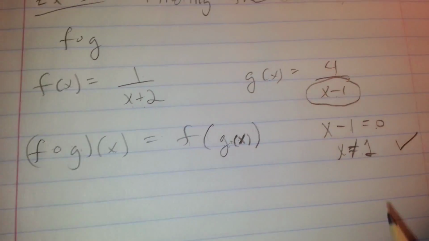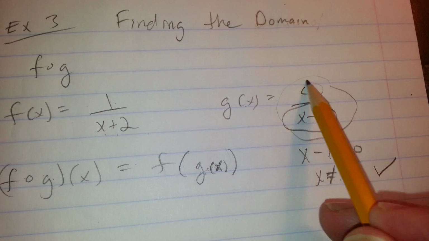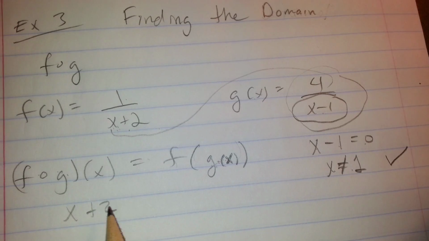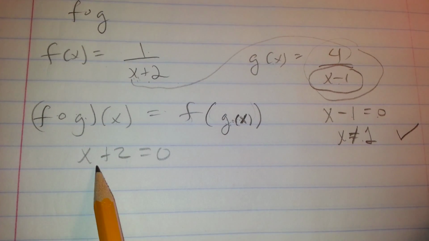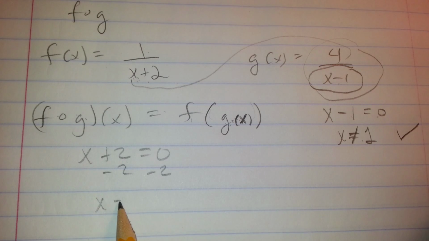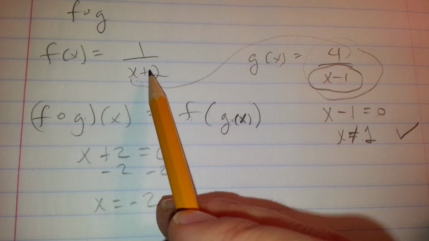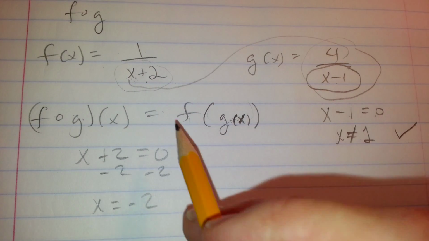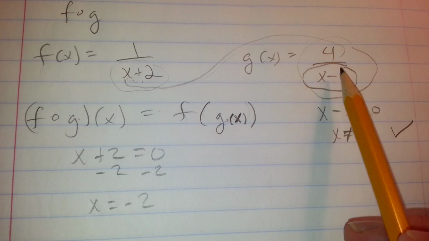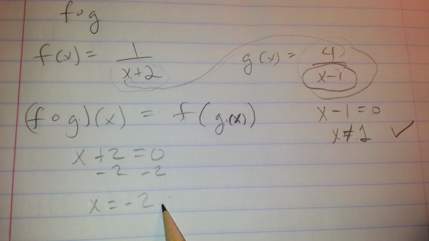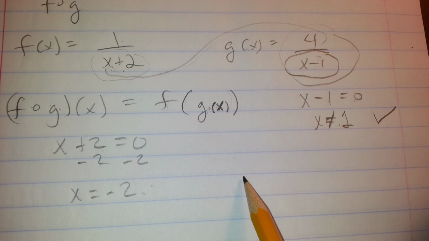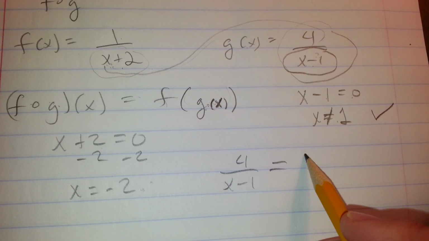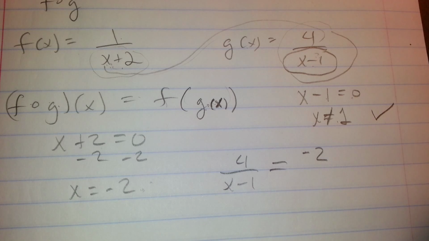Now, let's remember, the output of this entire function is going to be the input for x. Now look at x plus 2. I don't want that to be 0. I subtract 2 from both sides. If x equals negative 2, this denominator is 0, okay? So guess what? This output is this input. I don't want this output to be negative 2. So let's find out what will make that happen and then prohibit it. So 4 over x minus 1, I do not want it to be negative 2, okay?